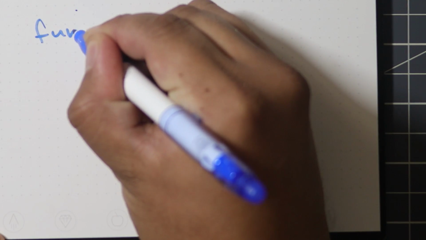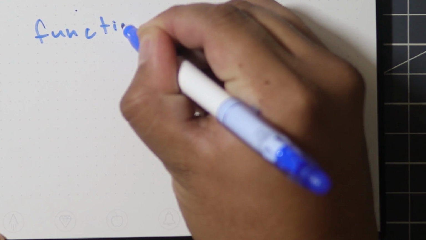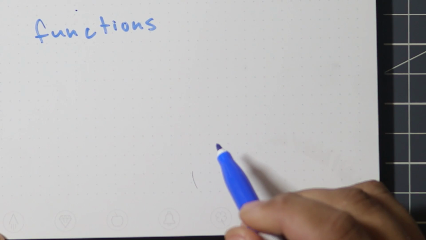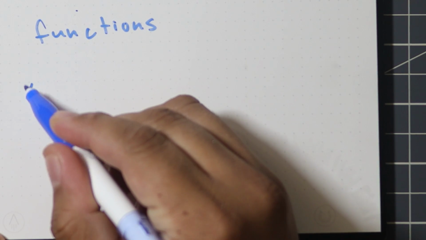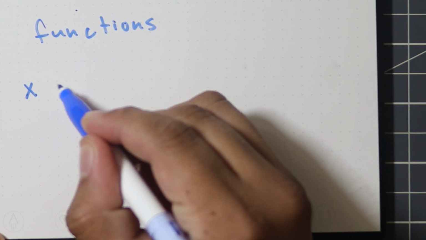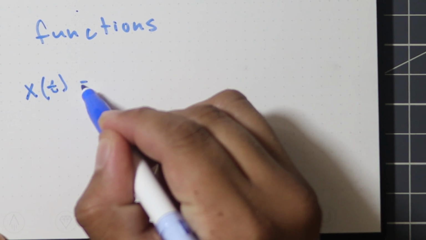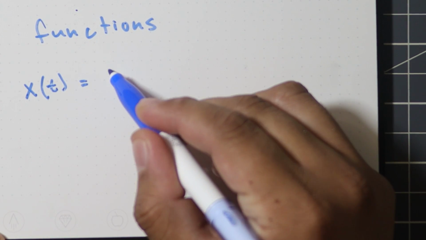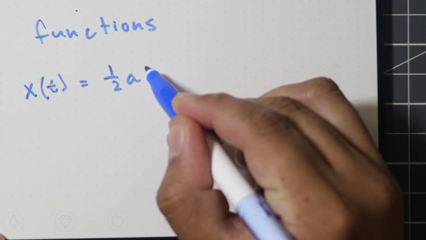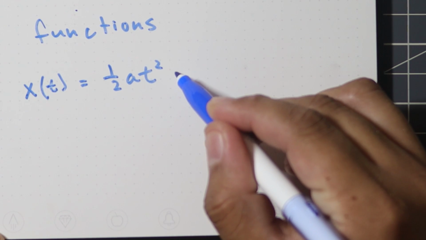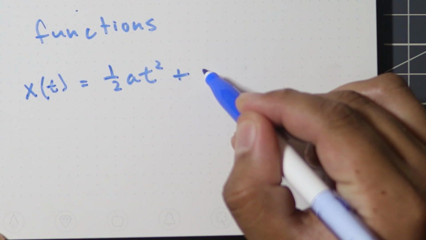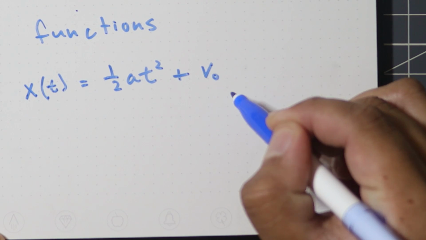The key thing about equations in physics is that we are really not just looking for an equality, we are looking for functions. Functions describe how variables are related to each other. Let's look again at this function. X of t equals 1/2 a t squared.